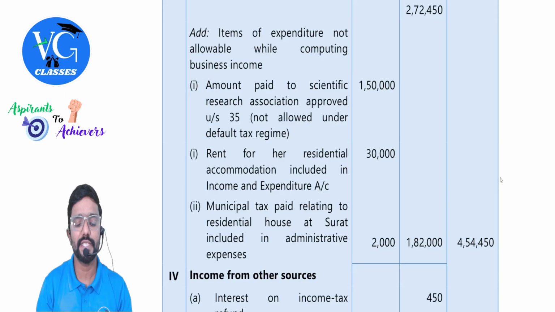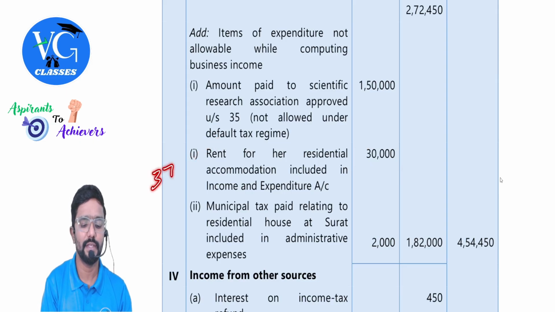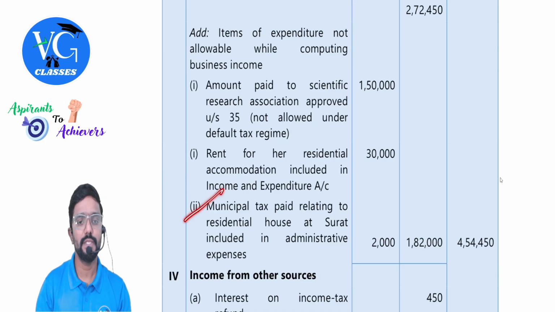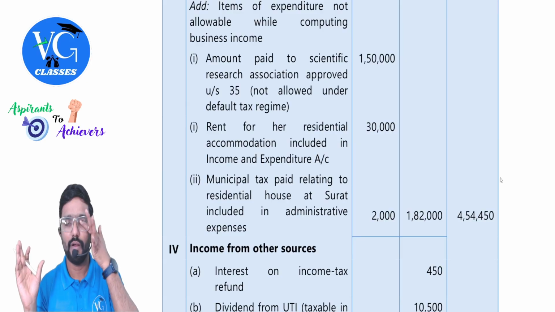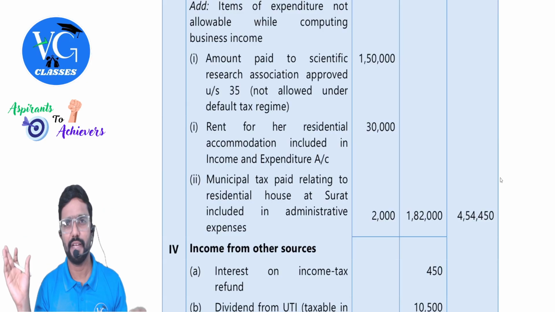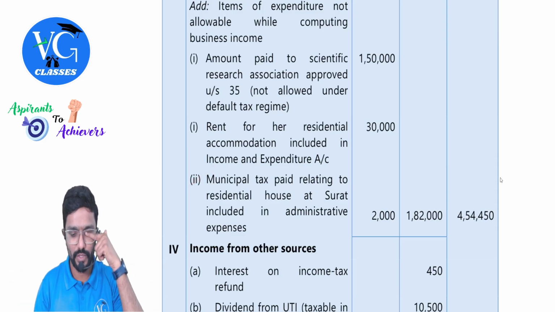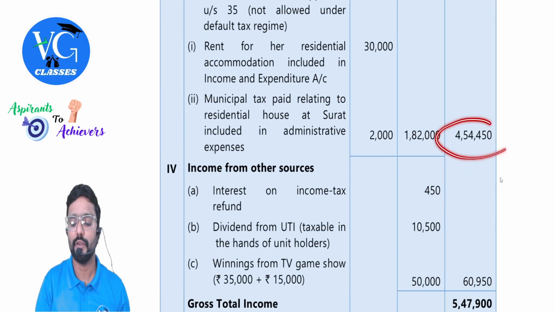Amount paid to the Scientific Research Association is not allowed under the default scheme. Sir, is it allowed under the optional scheme? Yes. 150. Add it now. Rent for a residential accommodation, personal in nature, is disallowed. As per which section, sir? 37. Section 37 will not allow personal expenditures. Then municipal tax also. This is also personal in nature. Why? She is not paying it for her office or shop, or clinic. She is paying it for her residential building. So disallowed, 2,000. Okay, so totally 182. So what is the income from profession?